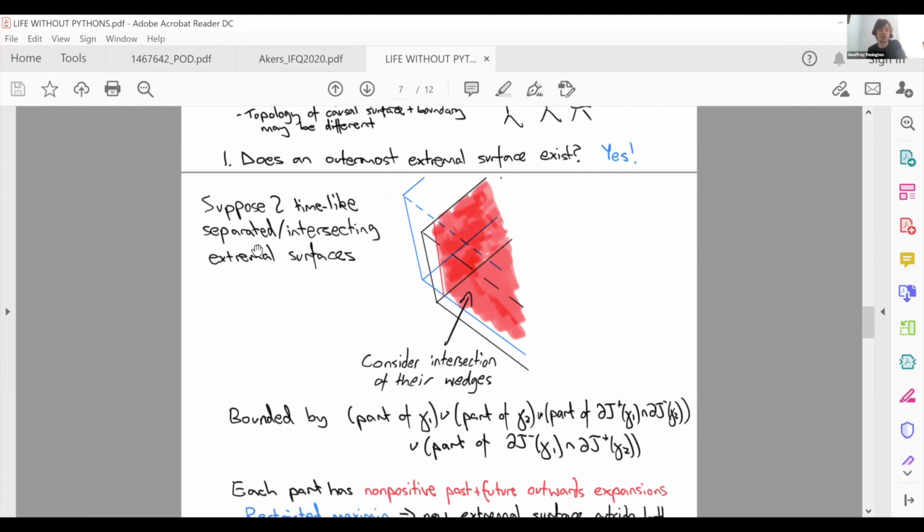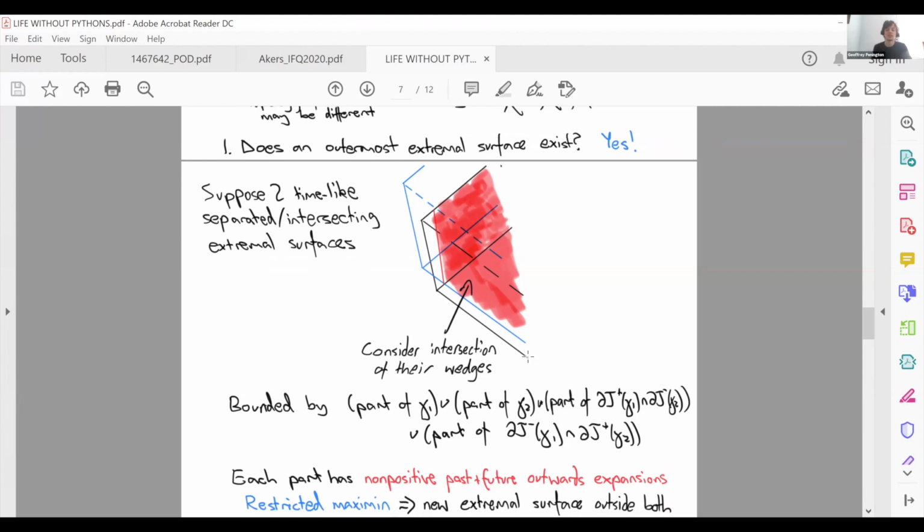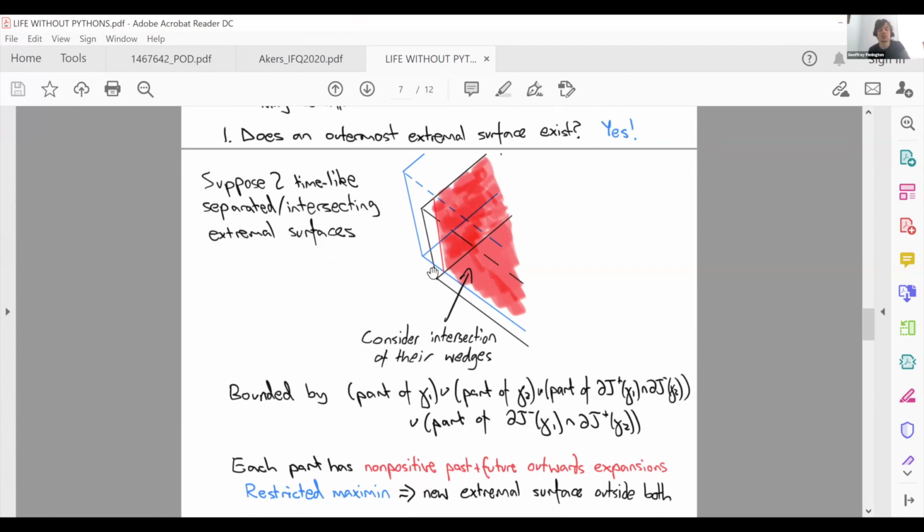It's quite simple. We're just going to assume that it does. Assume we have these two time-like separated or intersecting surfaces. Then we're going to consider the respective wedges, and take the intersection of those two wedges. In this case, I've drawn them time-like separated, the blue wedge and the black wedge, and their intersection is bounded by this red surface and is the red wedge. There are potentially a few different parts of the boundary of this intersection. The first thing is it can contain part of the original extremal surface gamma 1. If at that point gamma 1 is just inside the wedge of gamma 2, then it will be part of the boundary of this intersection.